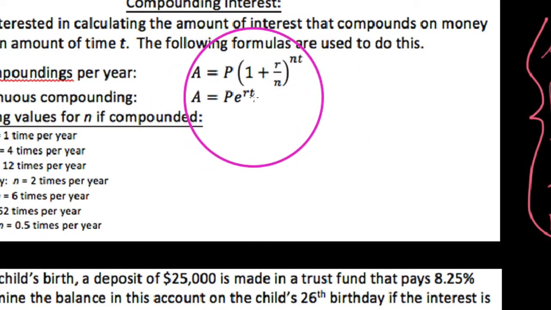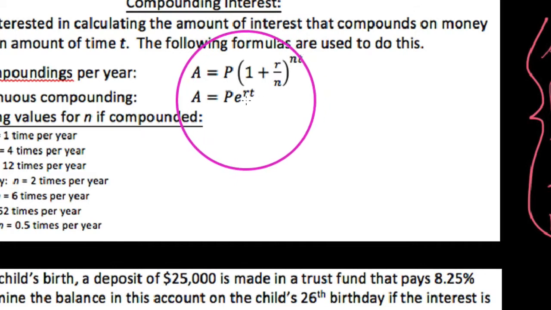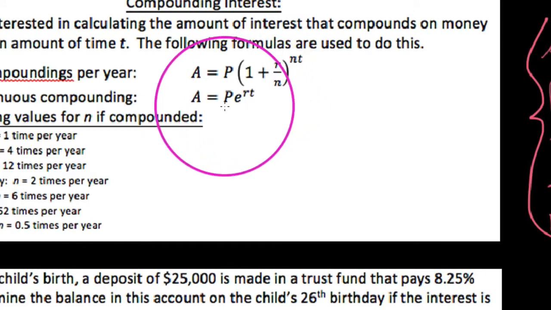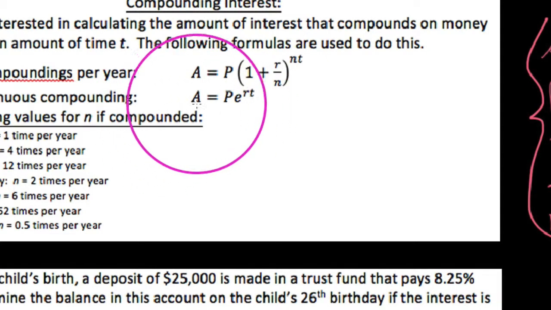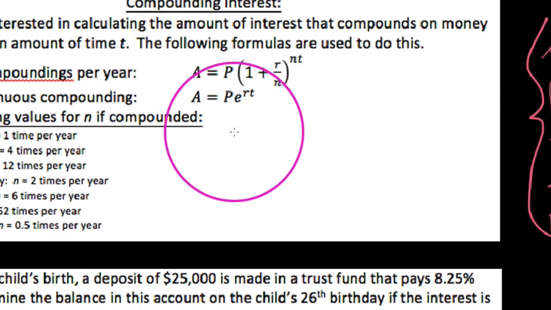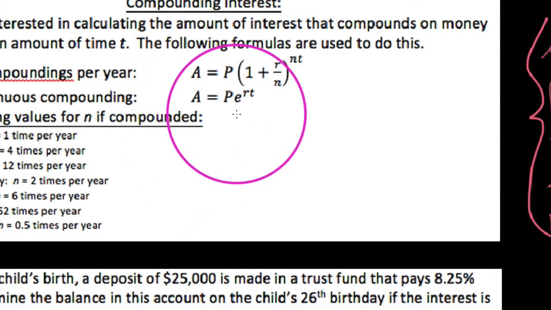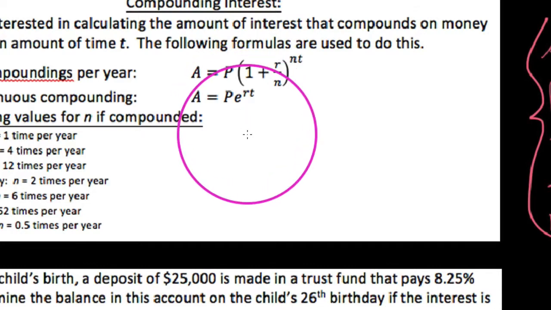For this formula, we still need the time, which is in years. The rate is still a percentage written as a decimal, and P does stand for the principal amount. We can solve for the amount that is in there now, given these things. And then, of course, e is our natural exponential base of 2.718-ish.